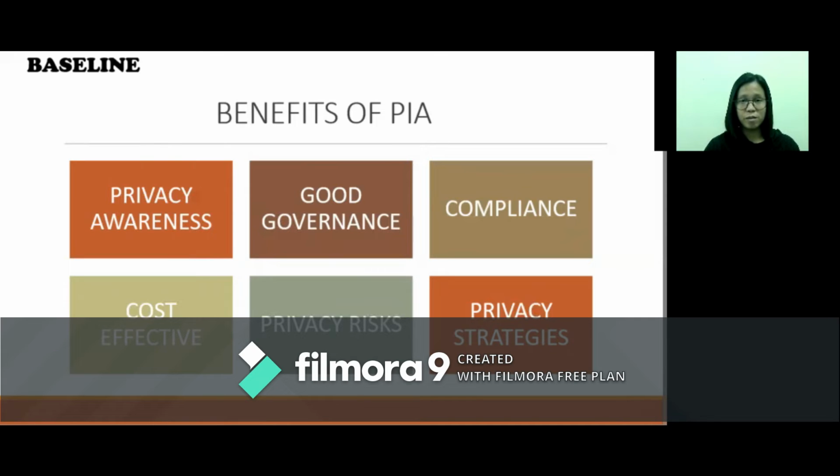Next is compliance. Whoever is related to or has access to the personal data should know the do's and don'ts in processing the data. Next is cost effectiveness. Once our company is properly in place and the rules and regulations are always followed, we can avoid breaches that can cost a lot of money.